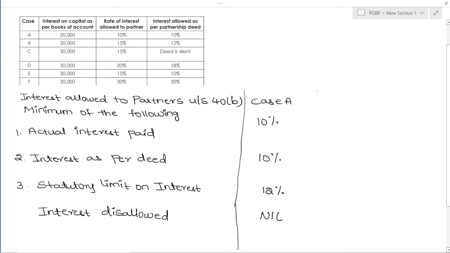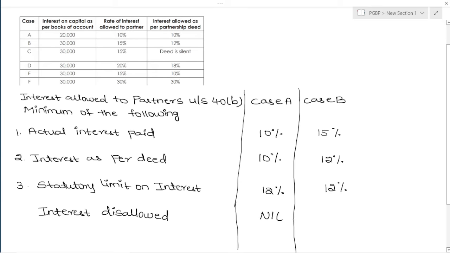Now come to case B, 30,000 is the interest paid, and 15% is the rate as per the payment which is done. So we will write in the first one 15%, second one 12%, and statutory limit, the third one, again 12%. Now in these three, what is lower? 15, 12, 12, sir, 12 is lower. So what is allowed is 12, right? Actually paid 15, so that 3% extra is there, and that is disallowed.